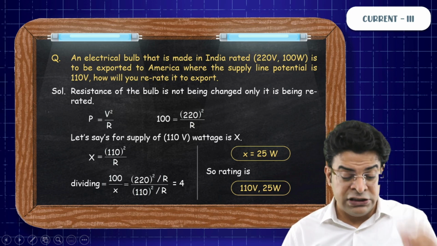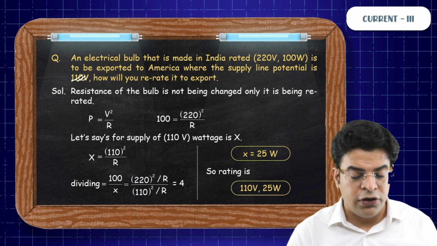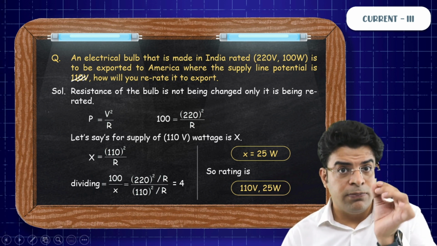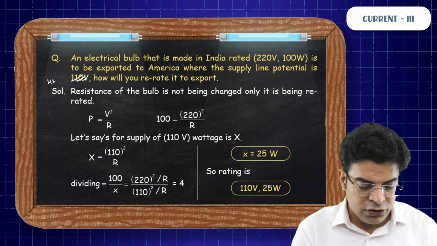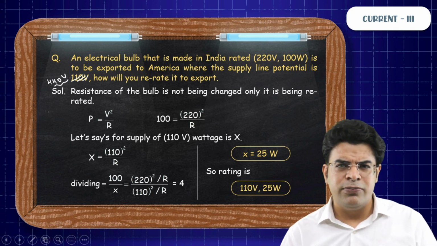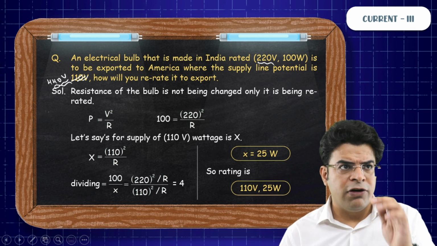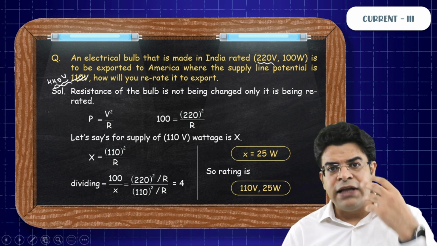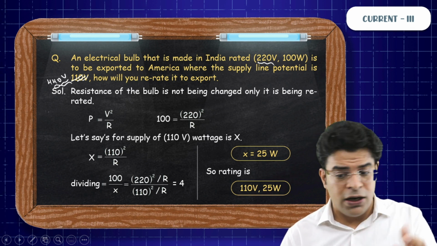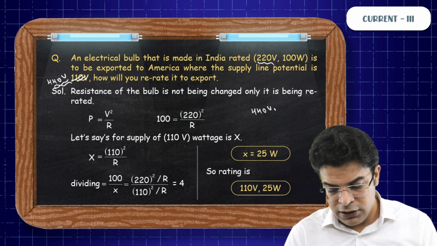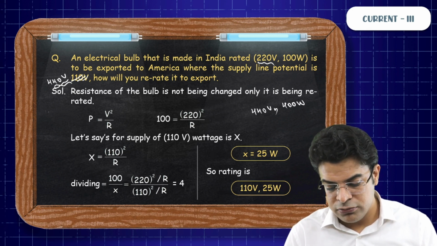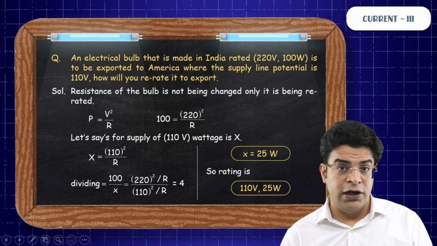If I would have said here, it is being sent to a country where the supply line potential is 440 volt, then what will be the answer? Simple. You will say, sir, if the supply line potential becomes double, then the power dissipated becomes 4 times. So then we will re-rate this same bulb as 440 volt and 400 watt. So these type of simple questions can be asked.